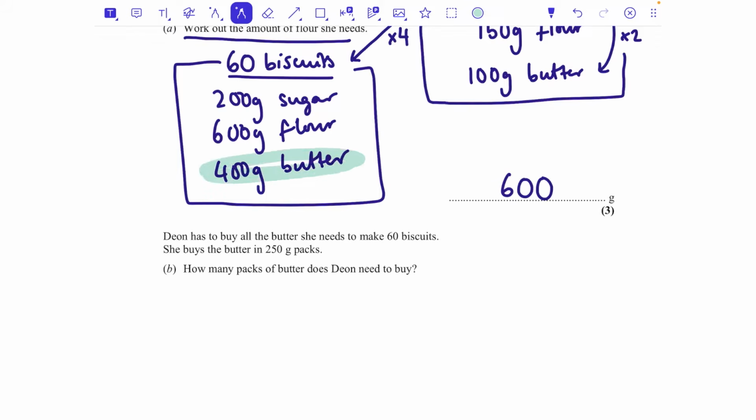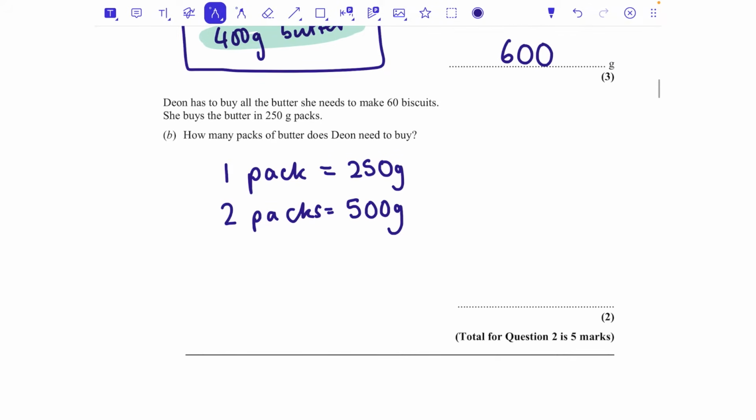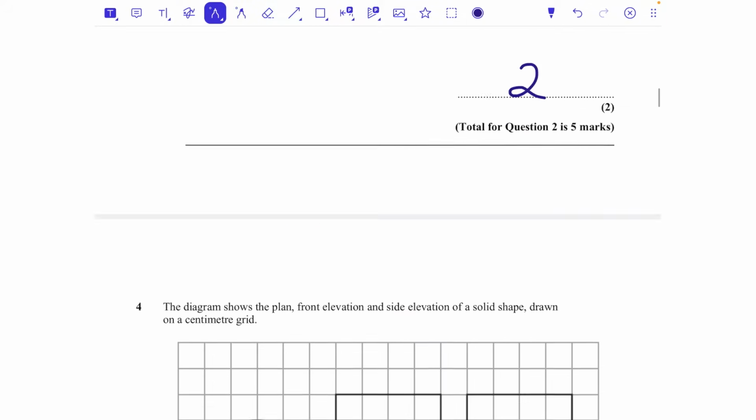So we know that she needs 400 grams of butter for the 60 biscuits. We already worked that out. So if she buys 1 pack, that's going to be 250 grams and is not going to be enough. If she buys 2 packs, she'll have 500 grams, and therefore that will be enough. It'll be too much, but that's absolutely fine. We can't buy 1 and a bit packs, so 2 would be your answer there.